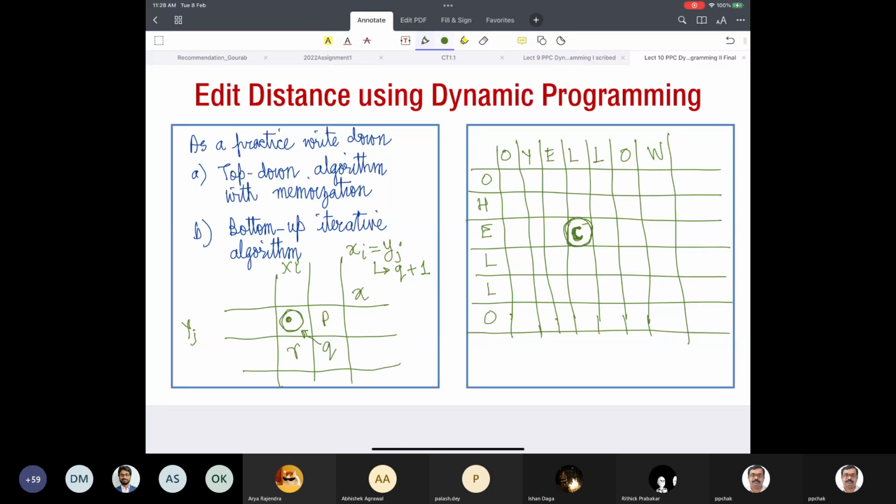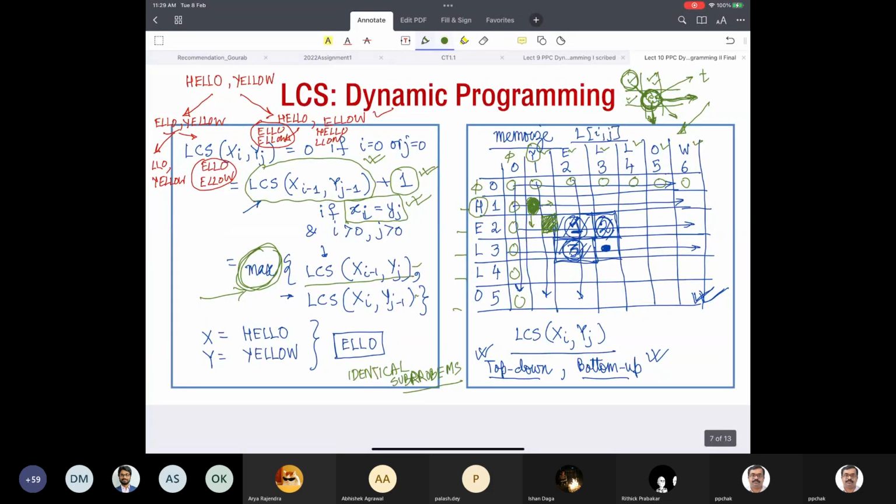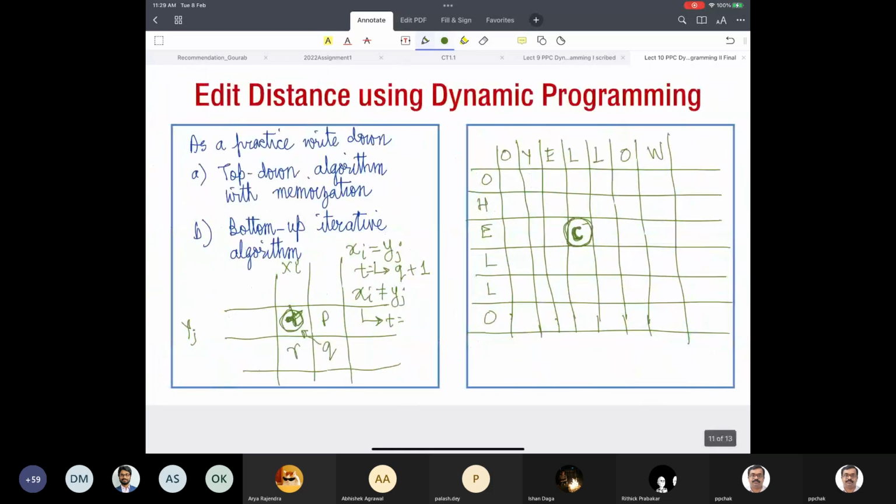And if Xi is not equal to Yj, then it will be what? Let this value be T. And if Xi is not equal to this, then T will be what? What are the two recursive calls? These are the two recursive calls, right? One of them will come from one place, the other from here, so it will be the max of P or R.